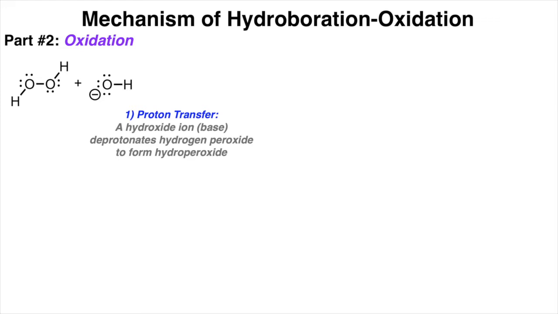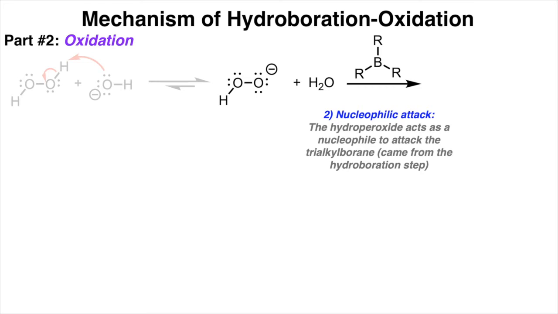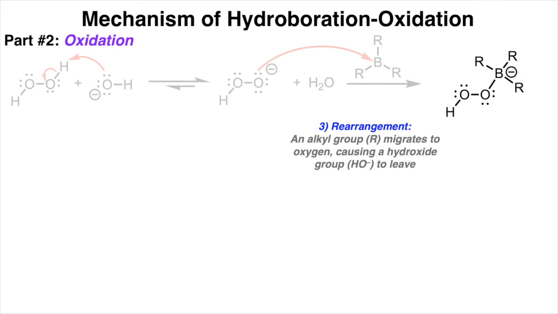Now, the second part of the reaction is the oxidation step. Hydrogen peroxide reacts with hydroxide ion in a proton transfer. The hydroxide ion acts as a base to deprotonate a hydrogen from H2O2 to form a very reactive hydroperoxide ion and water. Next, there's a nucleophilic attack of hydroperoxide ion onto the boron atom of the trialkyl borane that was formed from part 1 to make the following intermediate. Then a rearrangement occurs where an alkyl group R migrates to oxygen, causing a hydroxide group to leave.